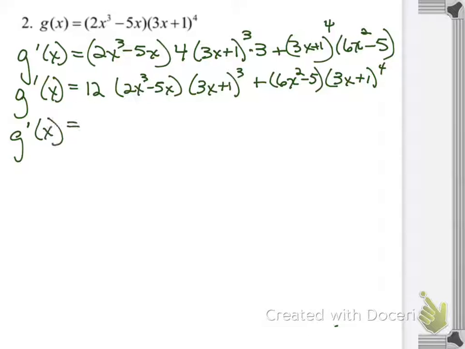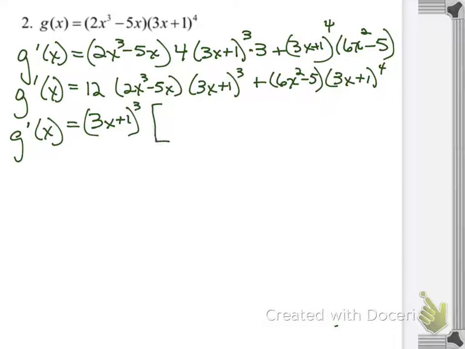Because remember, the goal is to have it be in factored form. So looking, I see that I have the 3x plus 1's in common, and the highest power is to the 3rd. So I take out just that, the 3x plus 1, that's to the 3rd.